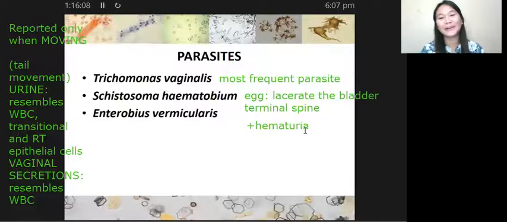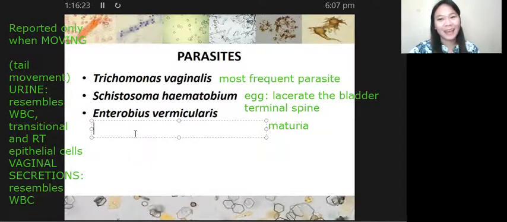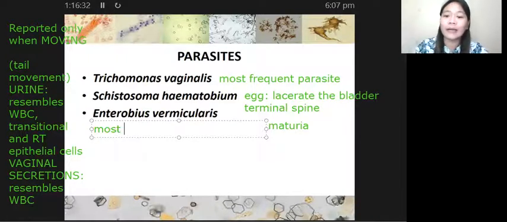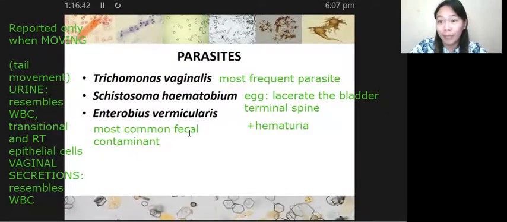Okay, ayan po. So another, and the last one, we have your Enterobius vermicularis. Okay, so yung ating Enterobius vermicularis, unfortunately, wala naman talaga dapat yan sa urine. Tama? O, balikan na naman natin ang alam ninyo sa parasitology. So your Enterobius vermicularis in relation to clinical microscopy, it is the most common fecal contaminant.